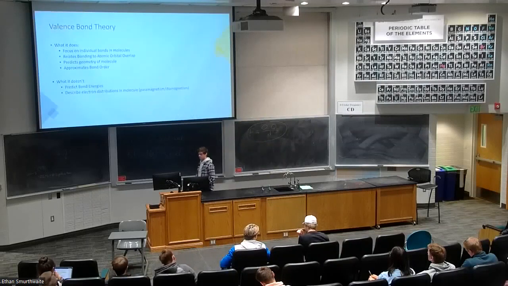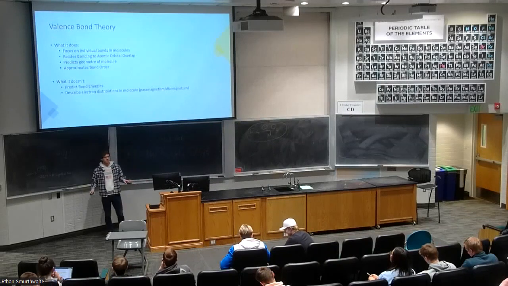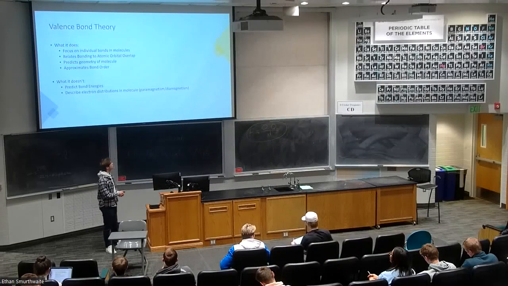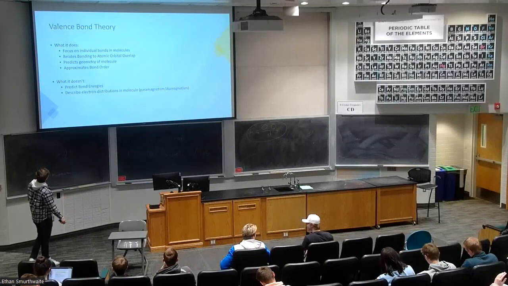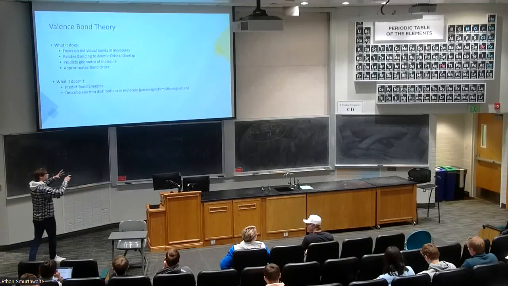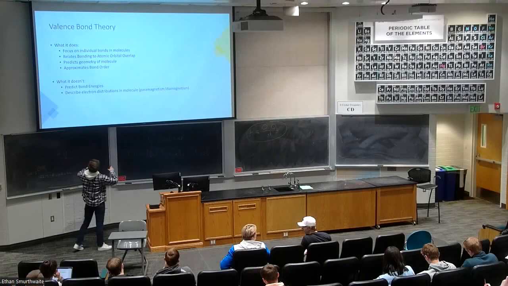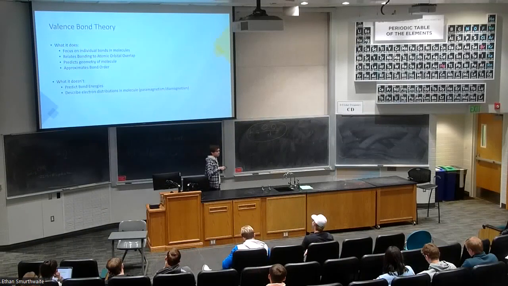Let's move on. Let's talk about valence bond theory. So you guys went over valence bond theory in your recitations. Hopefully it wasn't too confusing, but we're going to go over it again because it's important to know. Valence bond theory is a theory that allows us to focus on individual bonds in the molecules, and it relates this bonding to the orbitals in the molecule.